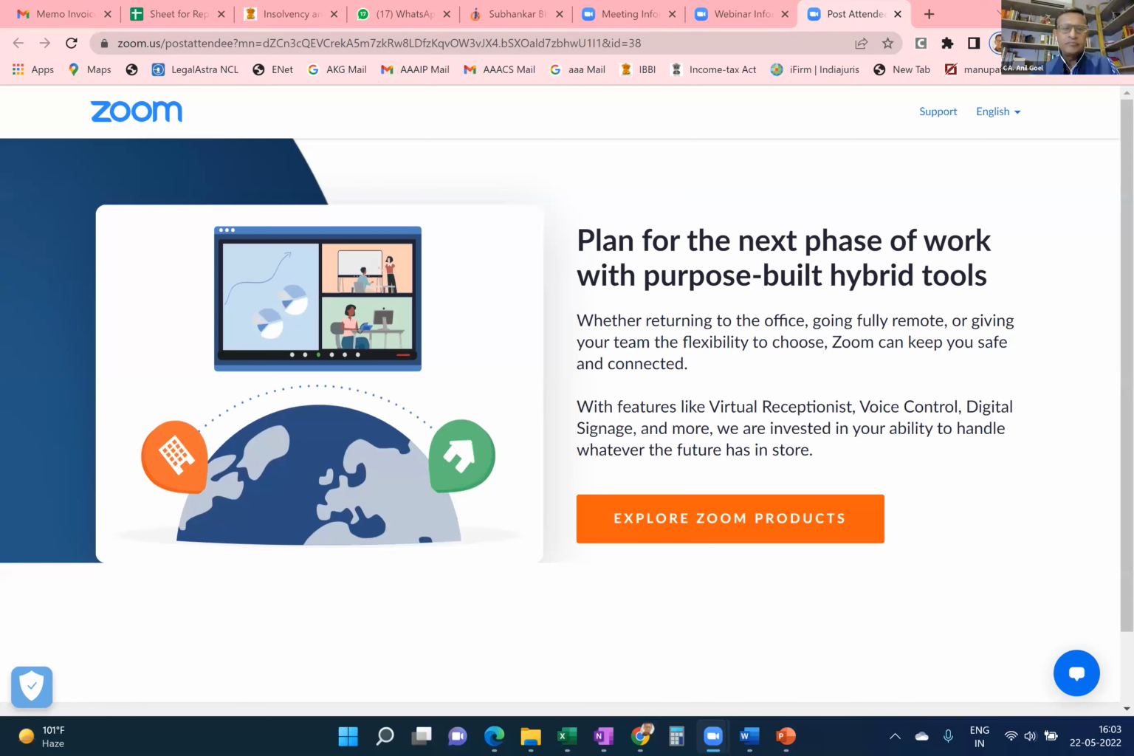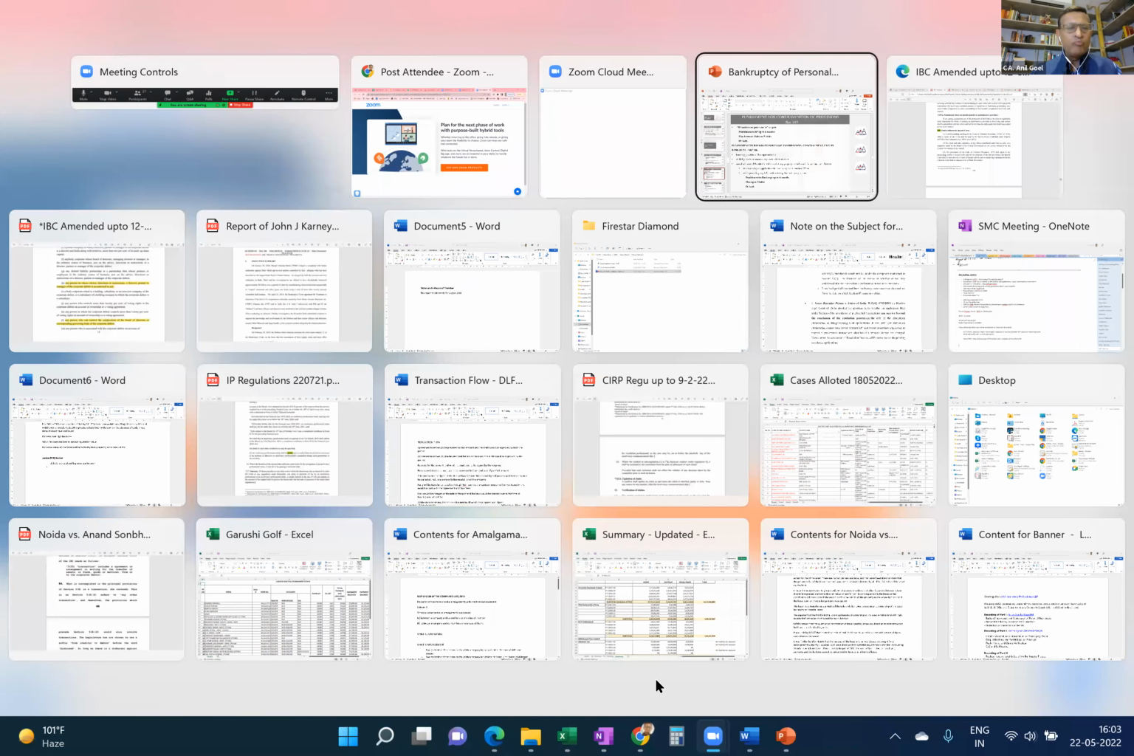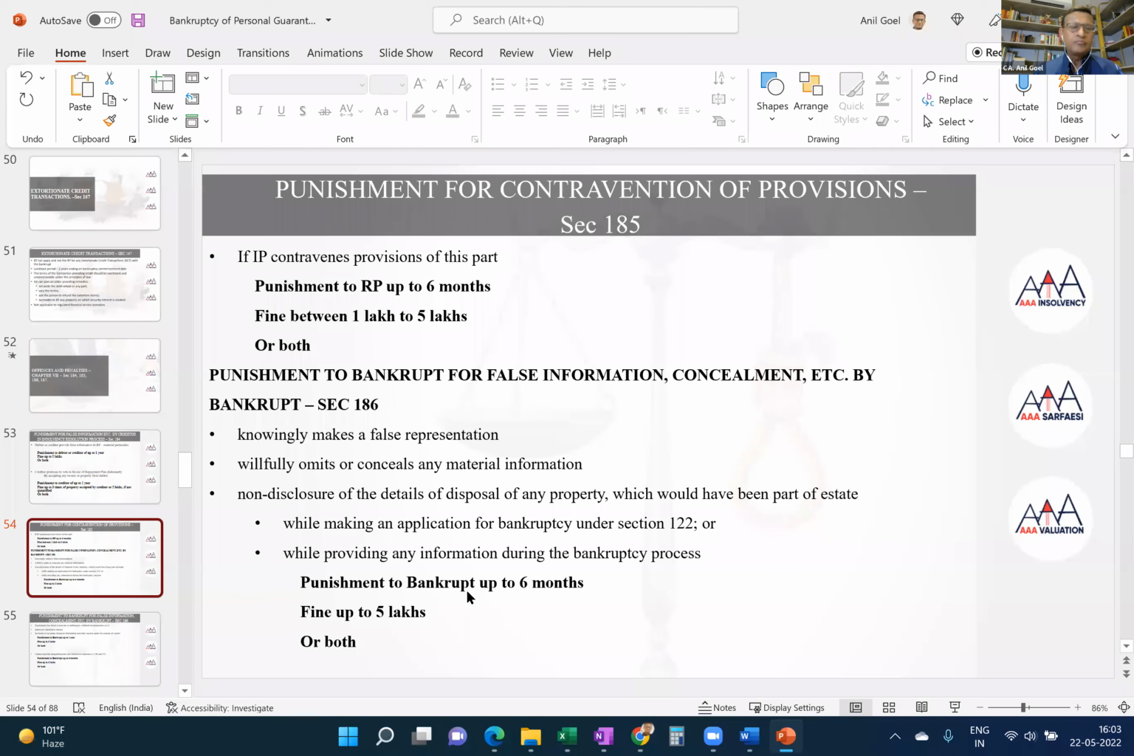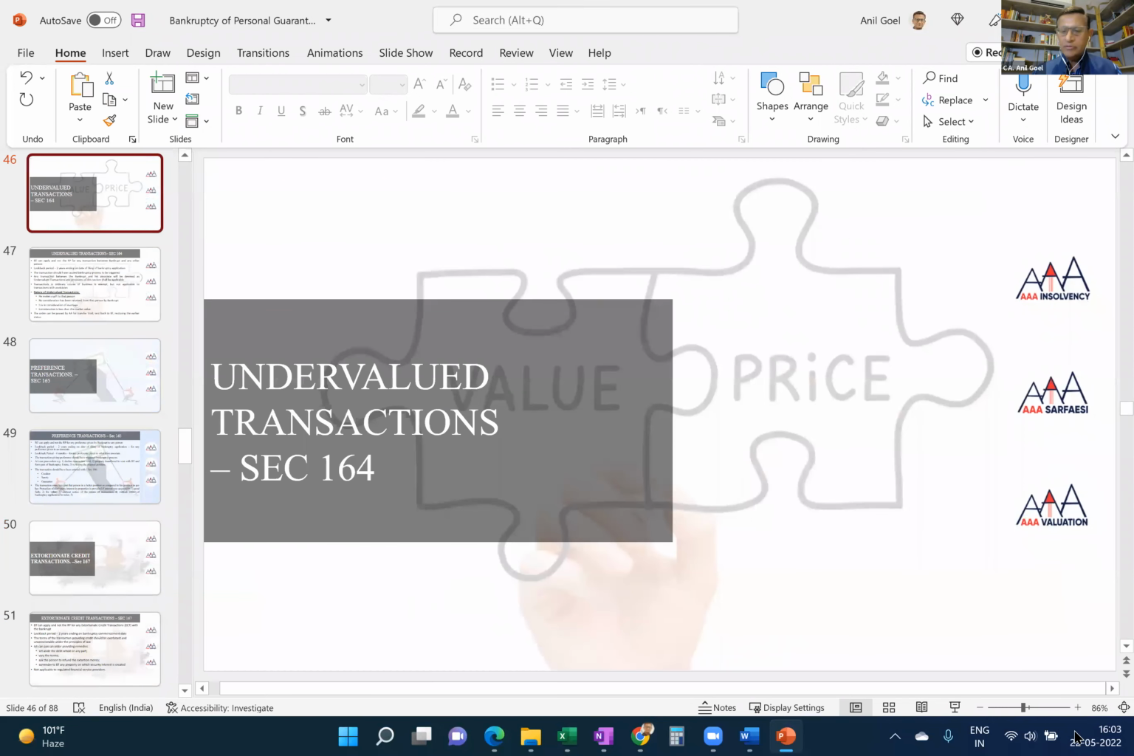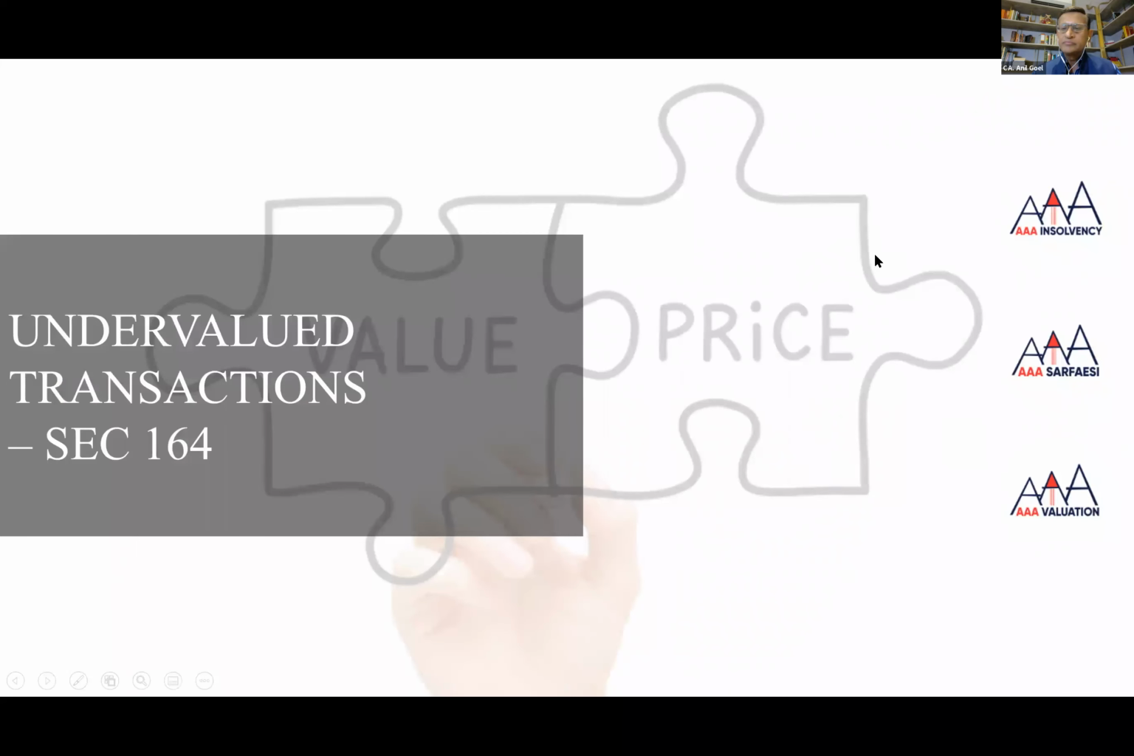So I'm sharing my screen. Give me a second. I hope it is visible, Ankit. Very much visible, very much visible.